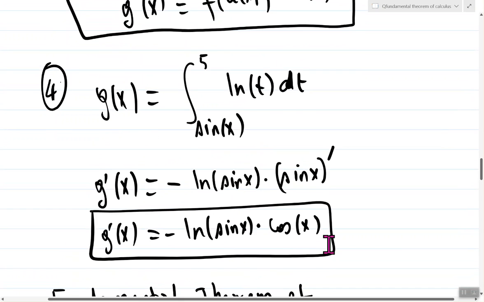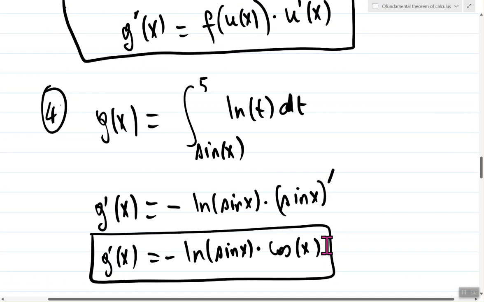Okay, so that's where we stop with the fundamental theorem of calculus, part 1. It's all about taking the derivative of a function that is an integral.